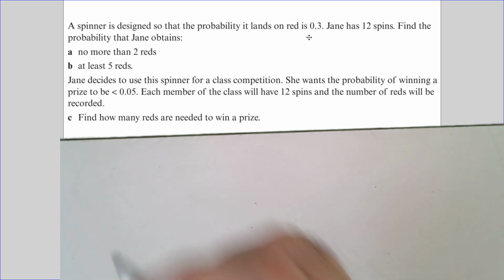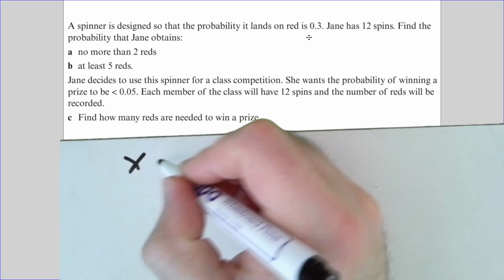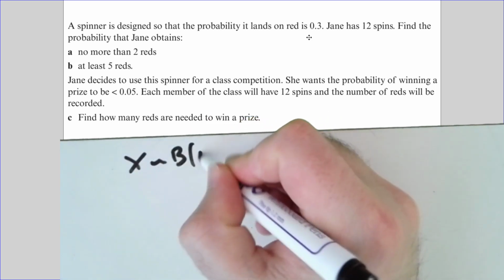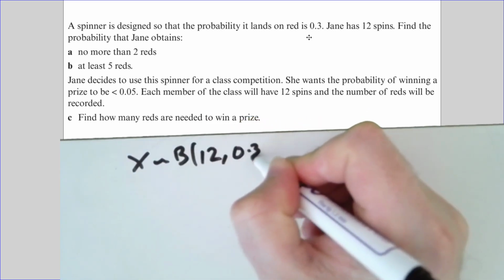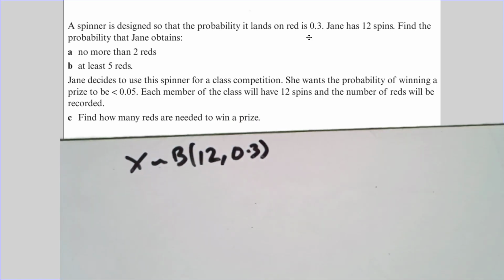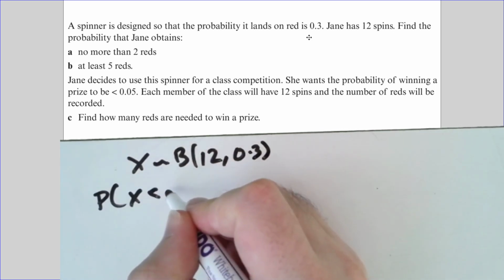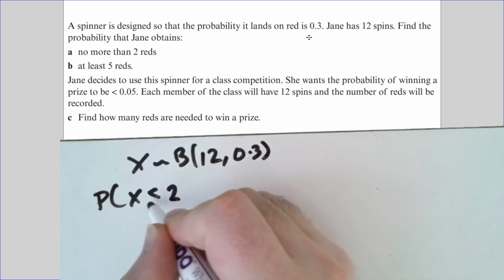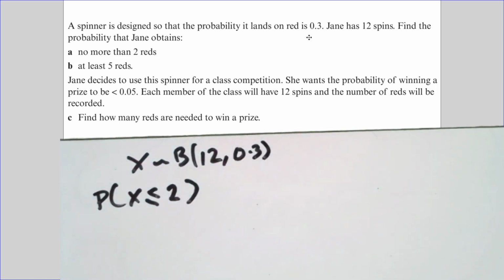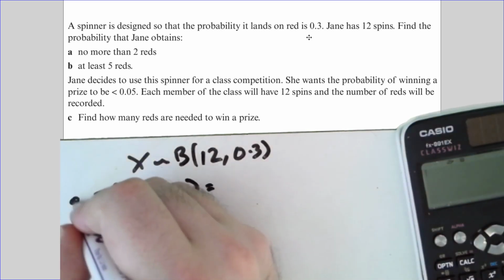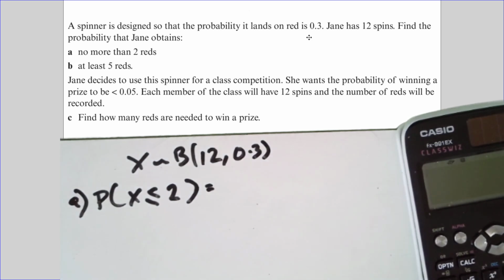So let's start writing what distribution we've got. X is modelled by a binomial, 12 attempts, 0.3 for success. And we want no more than 2 reds. So we want the probability X is less than or equal to 2, because this means up to 2, no more. So actually this one we can look straight up on our calculator. So this is part A. No more than, so that's 0, 1, 2, X is less than or equal to 2.